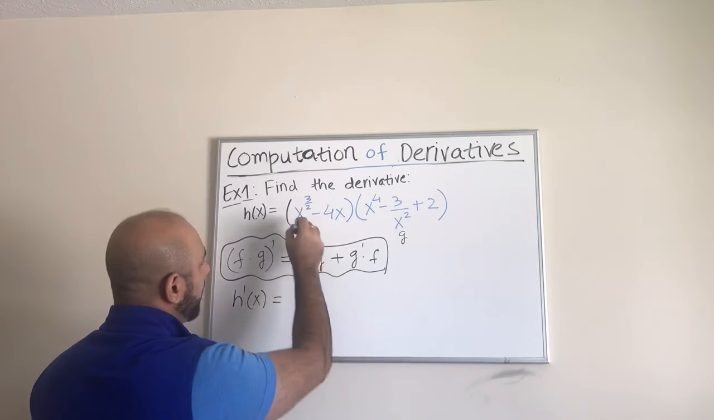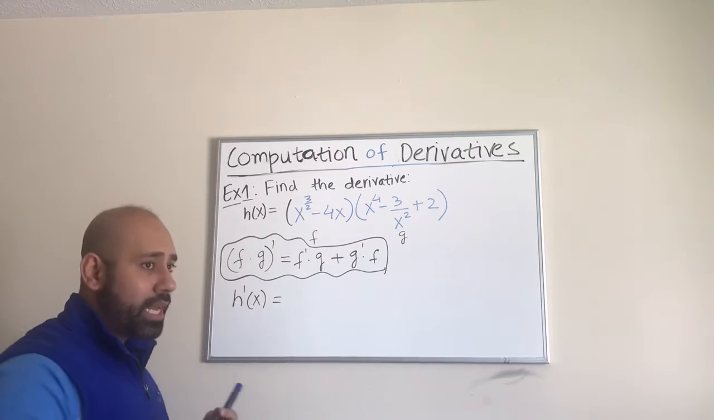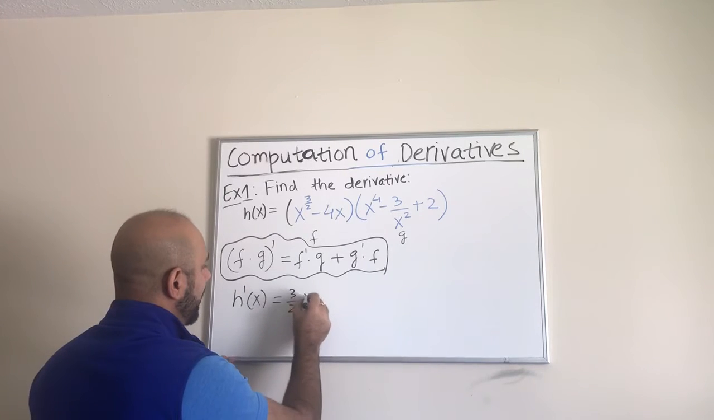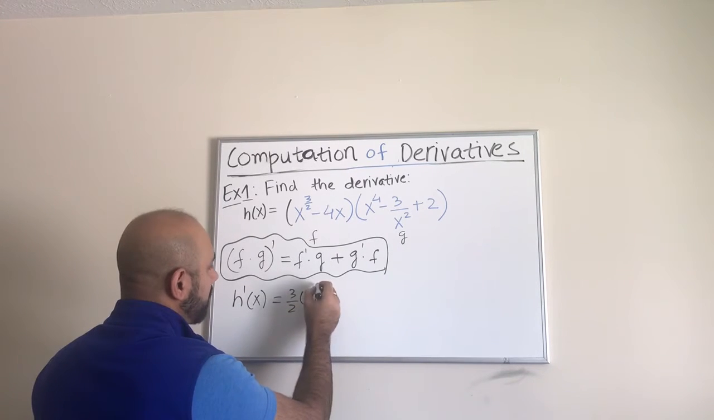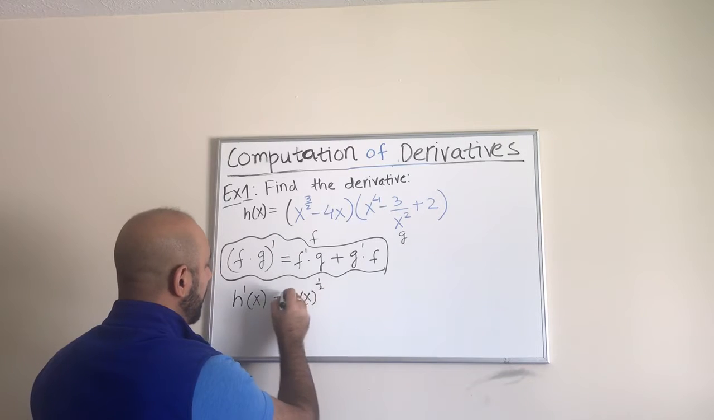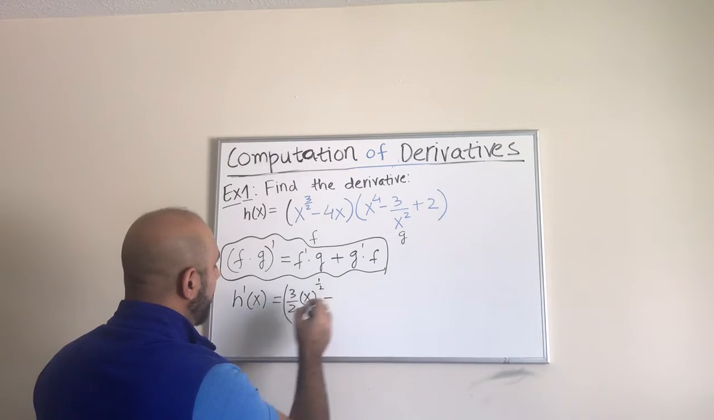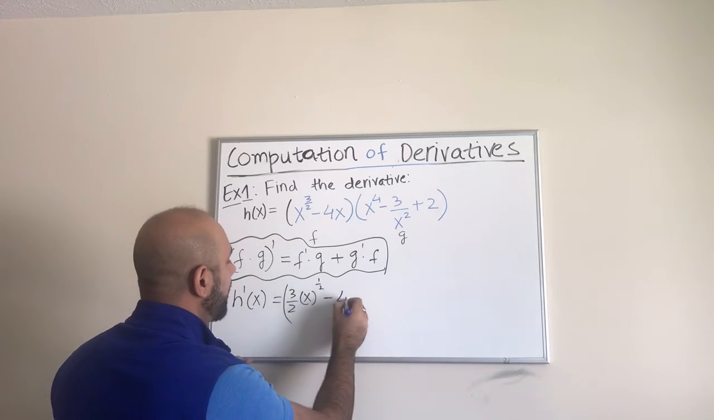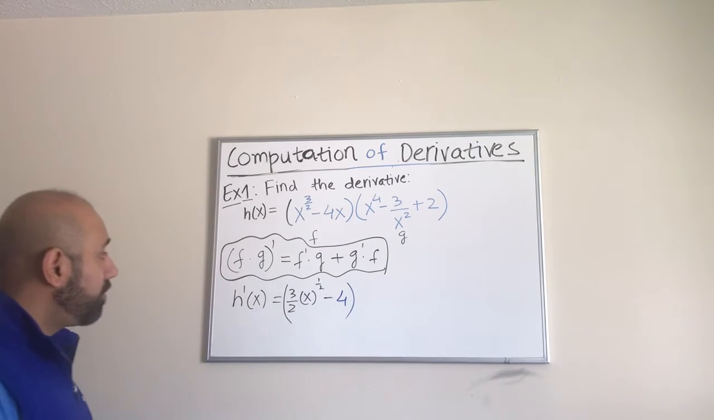We already know that to take the derivative of these individual pieces, one has to use the power rule. So I'm going to bring down that 3 halves, and then it's x to the power 3 halves minus 1, which is just 1 half. I'll put it in parentheses, and then minus, I still have to take the derivative of 4x, and the derivative of 4x is simply minus 4. That takes care of f prime.